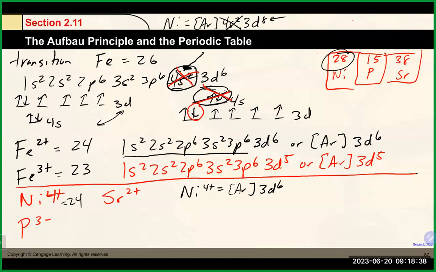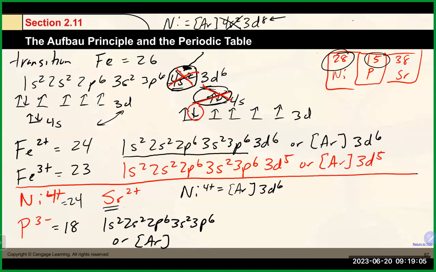So we'll go phosphorus next. Phosphorus is 15. With a -3 charge, that means it should have gained 3 electrons. So it should have 18, which would be 1s2, 2s2, 2p6, 3s2, 3p6. That is 18. That is also argon's configuration, right? It is isoelectronic with argon.